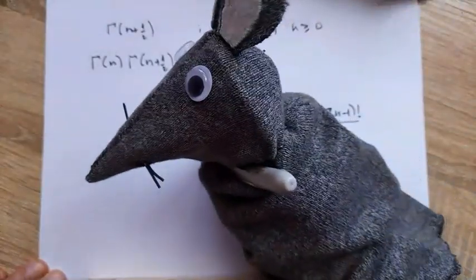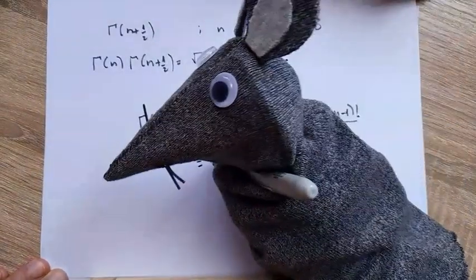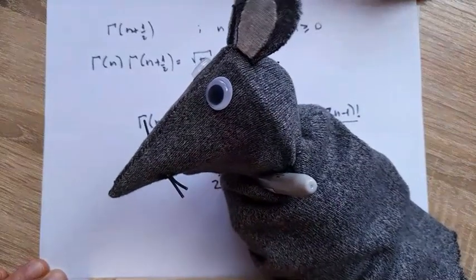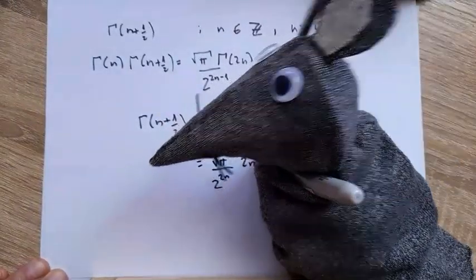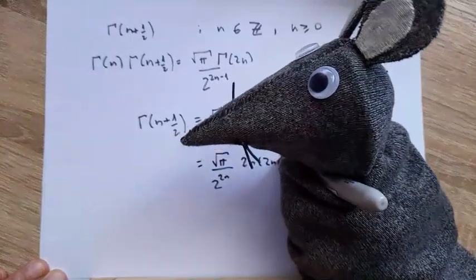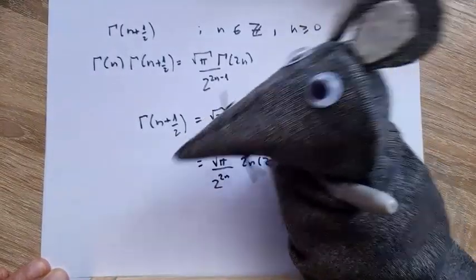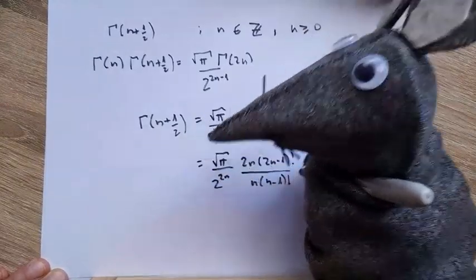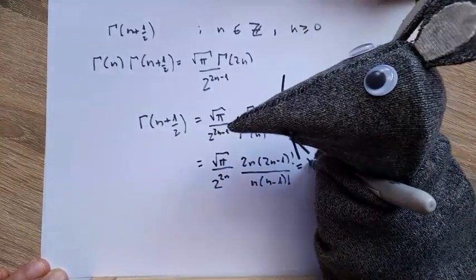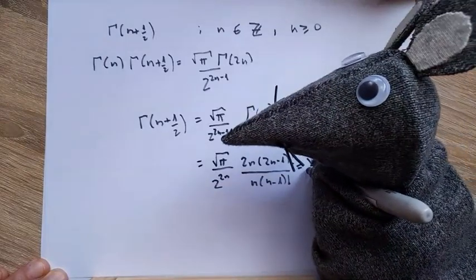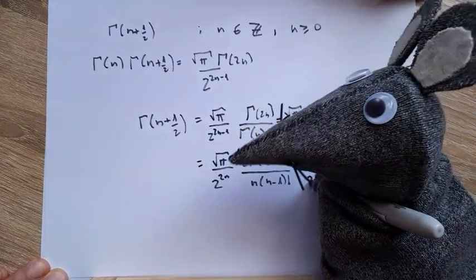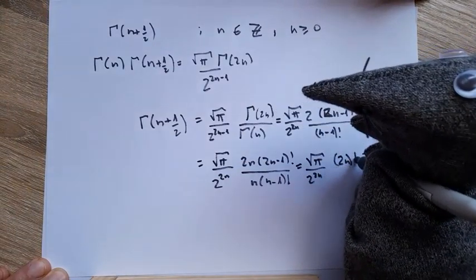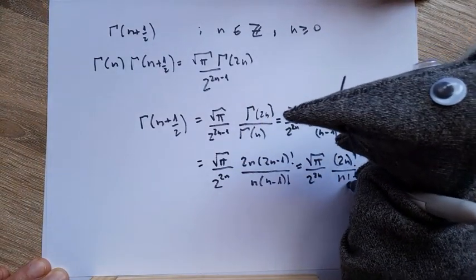So this will be equal to square root of pi over 2 to the 2n times 2n minus 1 factorial over n times n minus 1 factorial. Yeah? And this equals the square root of pi over 2 to the 2n times 2n factorial over n factorial. Yeah?